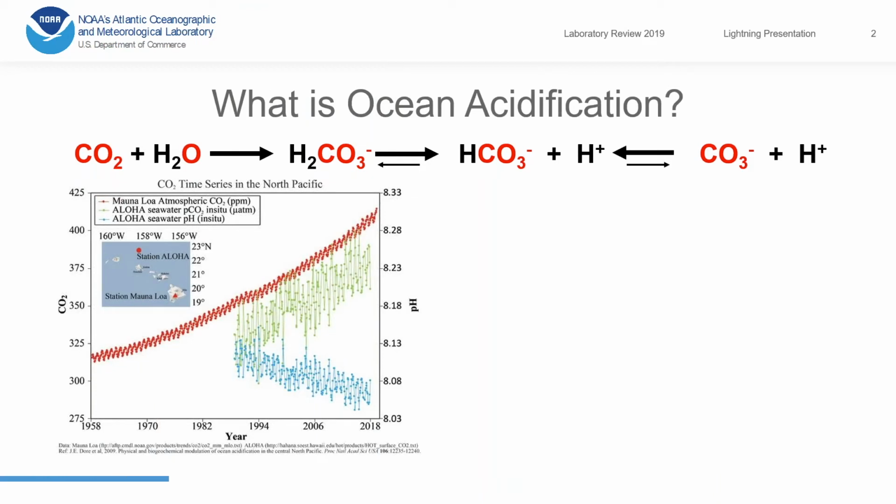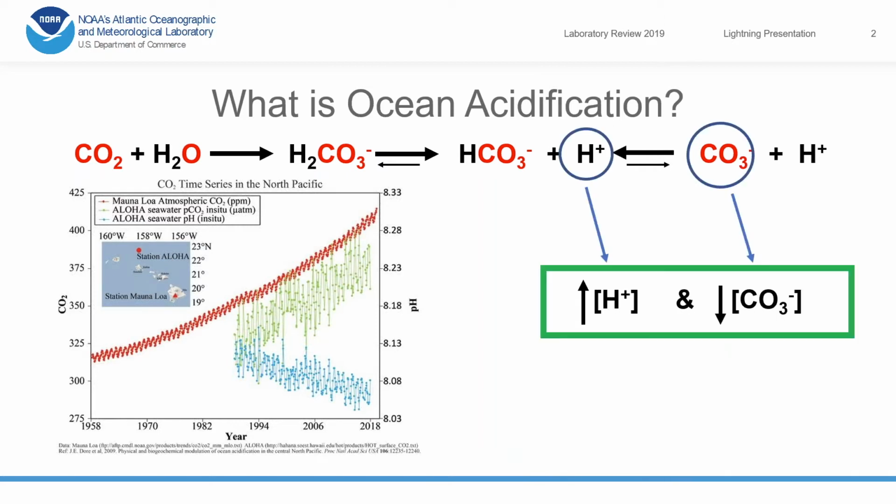What you see there, the red line, is the increase in atmospheric CO2 levels. The green line is the seawater CO2 levels, and the blue line represents the pH. As more carbon enters the water, the pH is decreasing. This is making the water more acidic, and this is what we call ocean acidification.